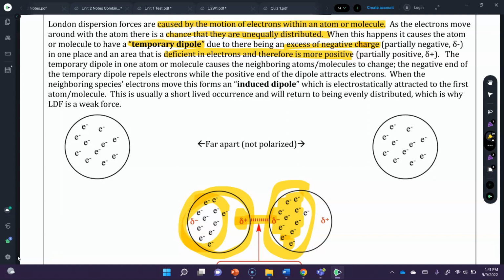The temporary dipole in one atom causes the neighboring atoms to change. The negative end of the temporary dipole repels electrons while the positive end of the dipole attracts, which we see in this diagram. When the neighboring species of electrons move, this forms an induced dipole. So when this one makes an initial temporary dipole, it induces a dipole in the other. This means that it is electrostatically attracted to the first atom or molecule. This is usually a very short-lived occurrence and will return to being evenly distributed. This is why London dispersion forces are considered weak.